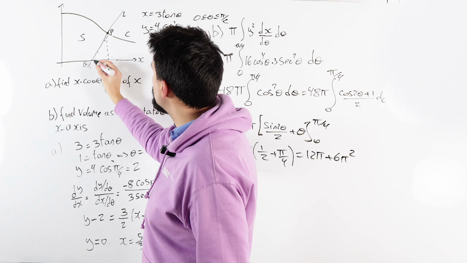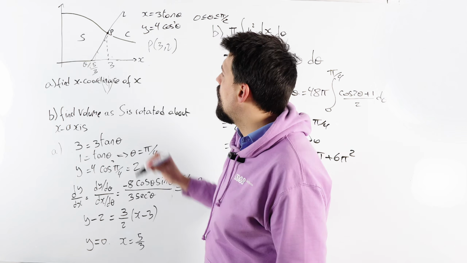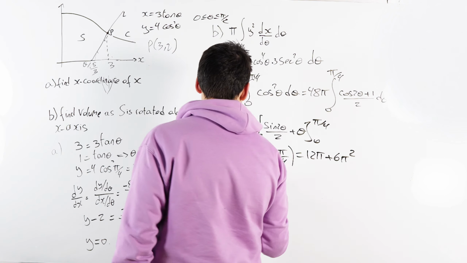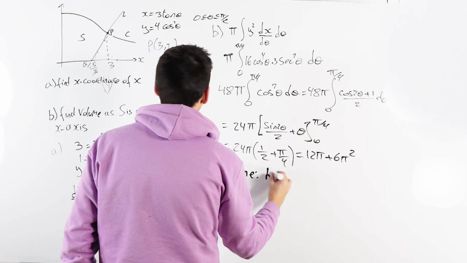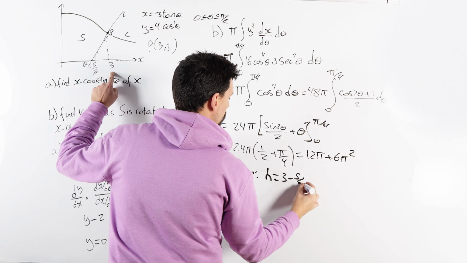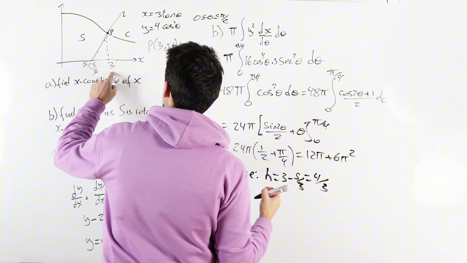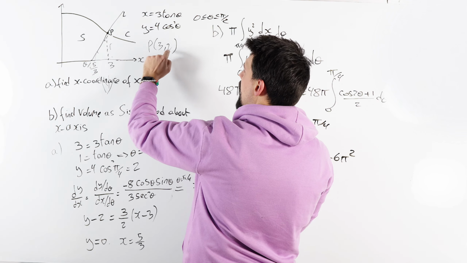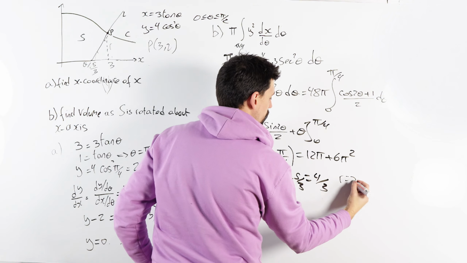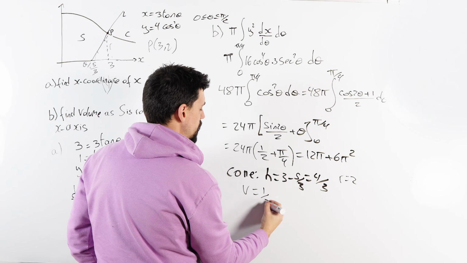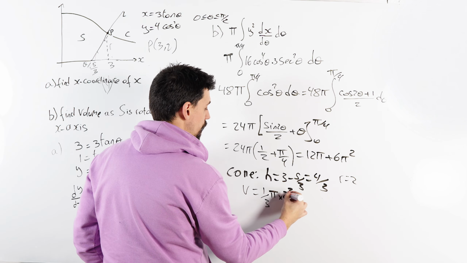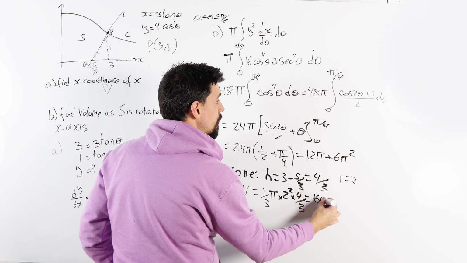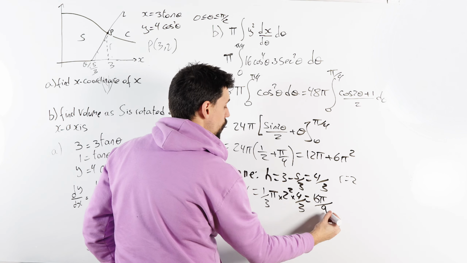Right, so P is at x is 3, Q is at 5/3. So the height of the cone is going to be that distance there. So if we have a look at our cone, the height is 3 minus 5/3, which is going to be 4/3. The radius of my cone is going to be that distance from there to there, which is just 2. So the volume of the cone is 1/3 pi r squared h, which is 16 pi over 9.